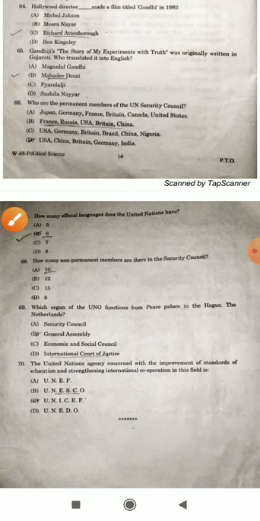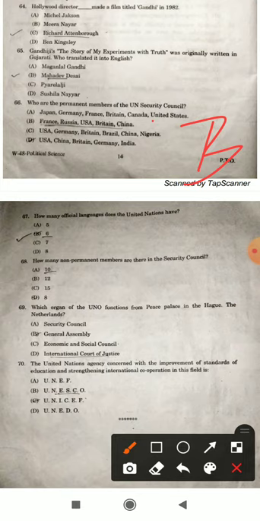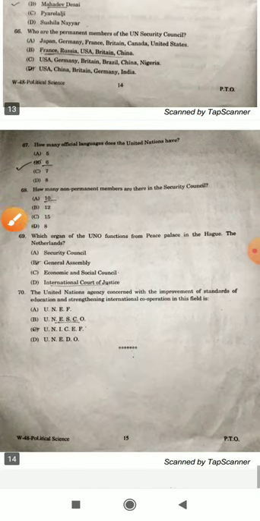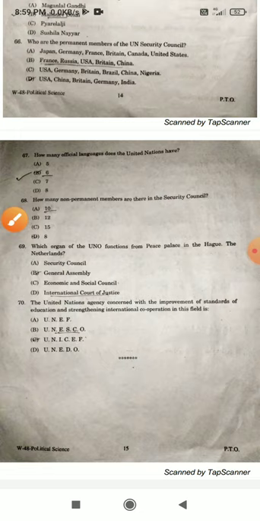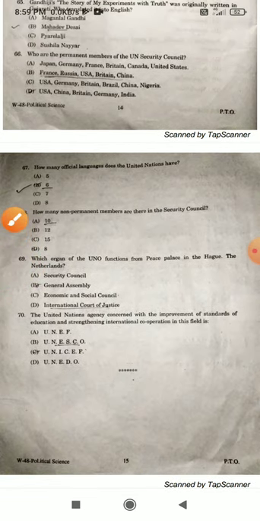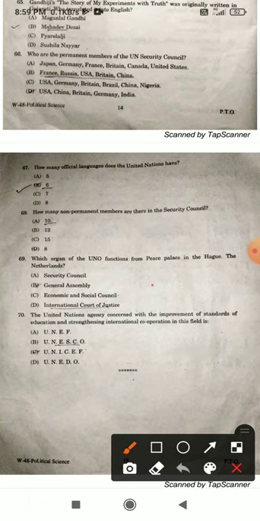Question number 66. Who are the permanent members of the UN Security Council? Answer is B. France, Russia, US, Britain, China. Question number 67. How many official languages does the United Nations have? Answer is B. 6. Question number 68. How many non-permanent members are there in the Security Council? Answer is A. 10. Question number 69. Which organ of the UNO functions from the Peace Palace in The Hague, the Netherlands? Answer is D.